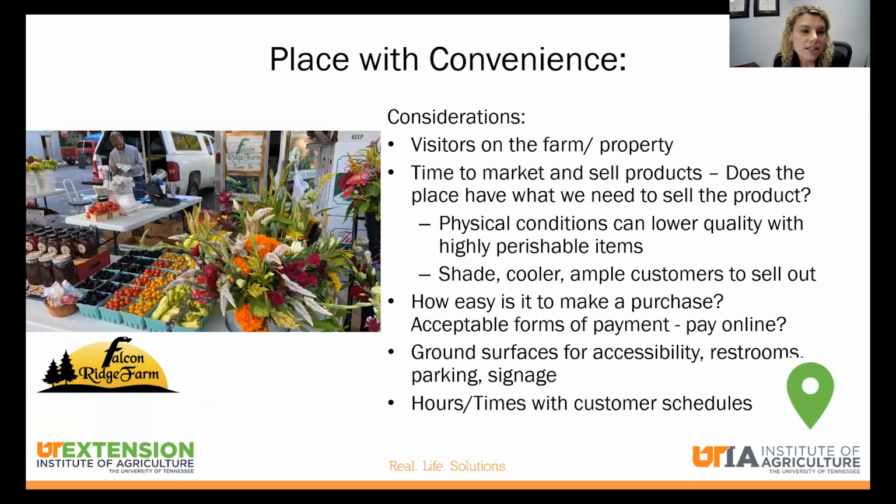When we think about place with convenience, we of course want to go through many different considerations with that, our time being majorly one of them. And we want to think about whether we do want visitors on our farm or our property. Are we going to invite them onto our farm? And we should consider all of the liability and risk that would come with that. Or are we going to take our flowers somewhere else to meet that customer? So we want to consider the time that would take us, because that time is money, and that is our labor time, to market and sell these products.